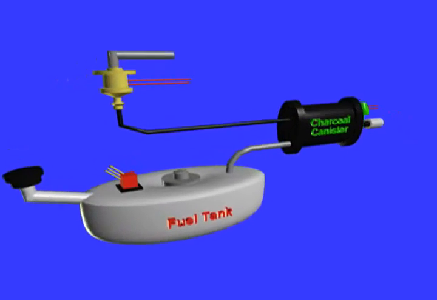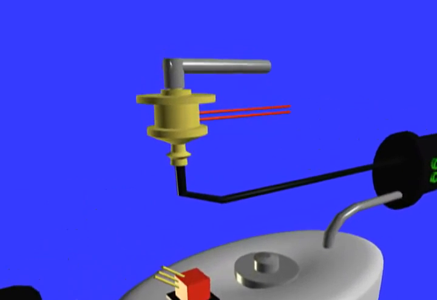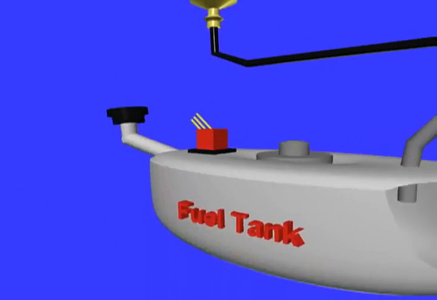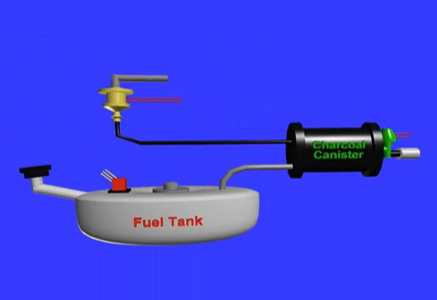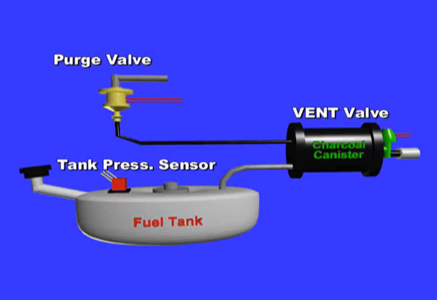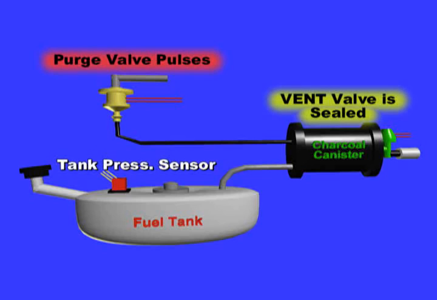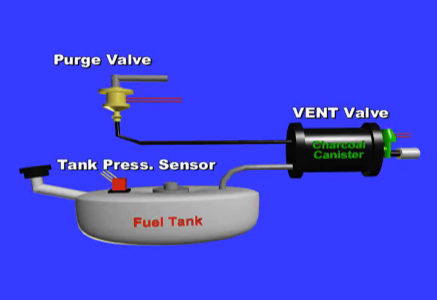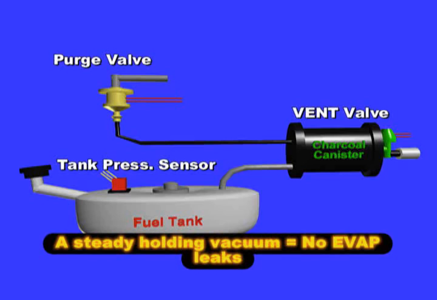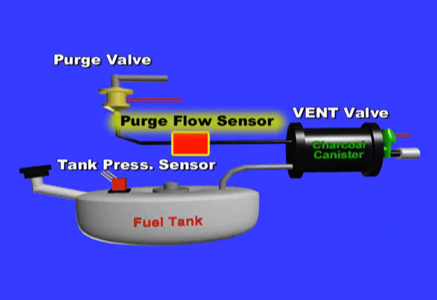The very basic EVAP system is composed of the purge valve, fuel tank pressure sensor, and EVAP vent valve. The OBD2 EVAP system closes the vent valve, regulates and introduces a vacuum to the fuel tank, stops the process, and looks to the fuel tank pressure sensor for a vacuum drop. If the vacuum drops too fast, the ACM issues a large leak OBD2 EVAP code. If the vacuum drops slowly, a small leak code is set. If the vacuum holds steady, the ACM passes the monitor test and issues no code.